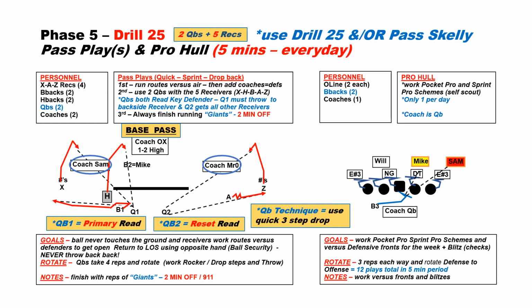As always, it's not so much what you do as how you do it. This is a drill 25 where we do decision making with our quarterbacks. It's a great example of going back to that base pass with the locked in routes. You can see to the left, QB1 is doing the primary side and QB2 is doing the reset. At that same time, you've got your offensive line with the back using the protections against the different fronts and blitzes you'll see that week.